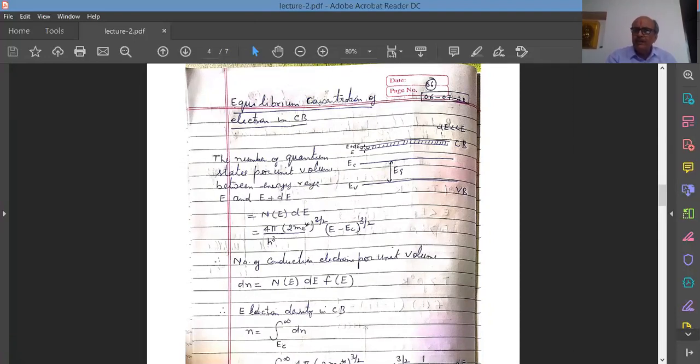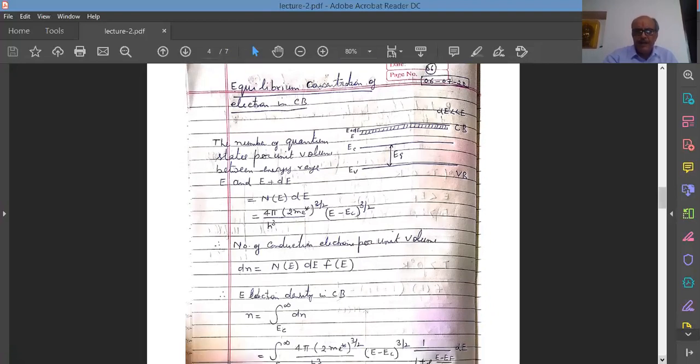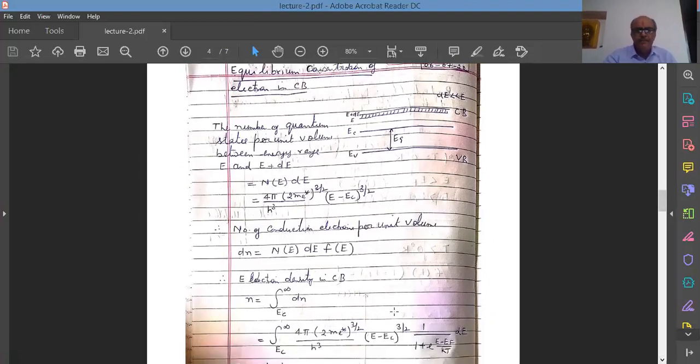And once we know the number of electrons per unit volume lying in this small range between E and E plus dE, then we can integrate it from EC to infinity to find the total electron concentration per unit volume in the conduction band. So it is very simple. You must have derived it maybe at BSc part 1 level also. So I will do the same thing.